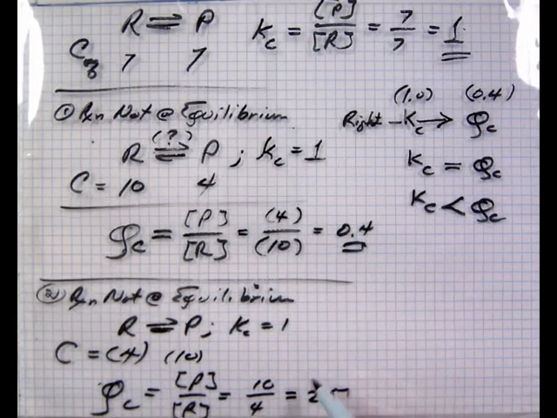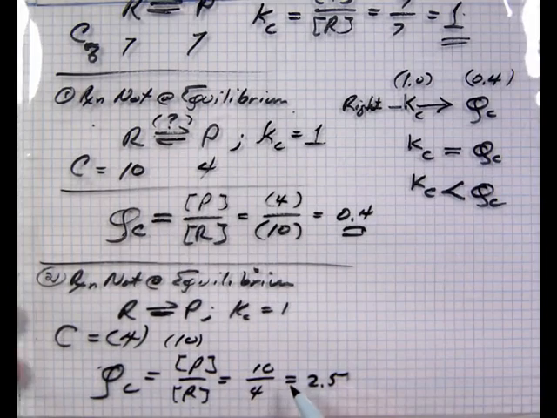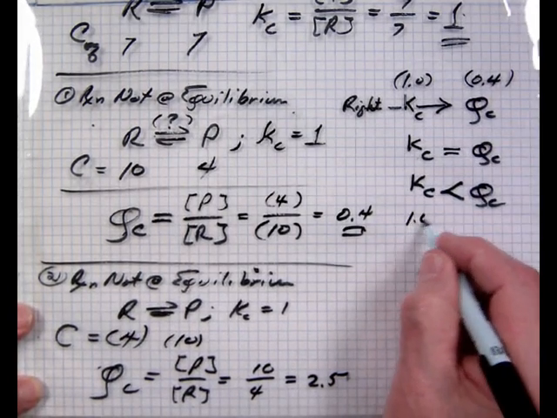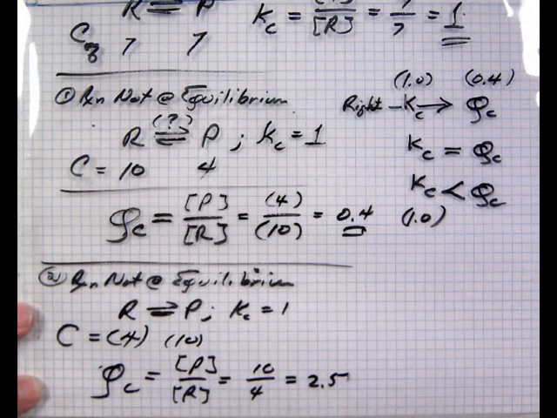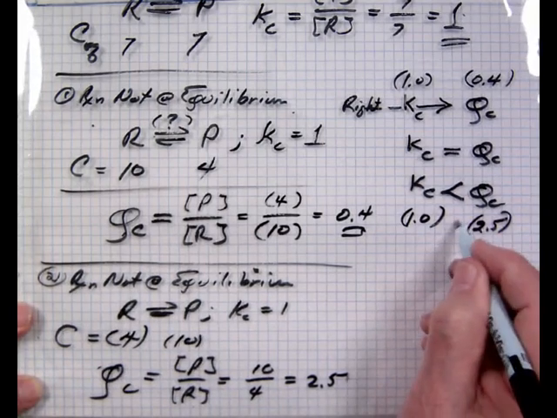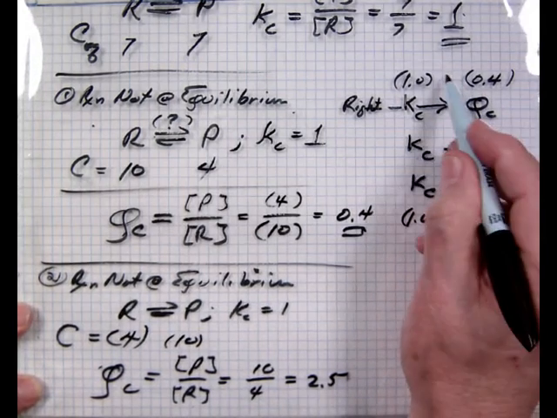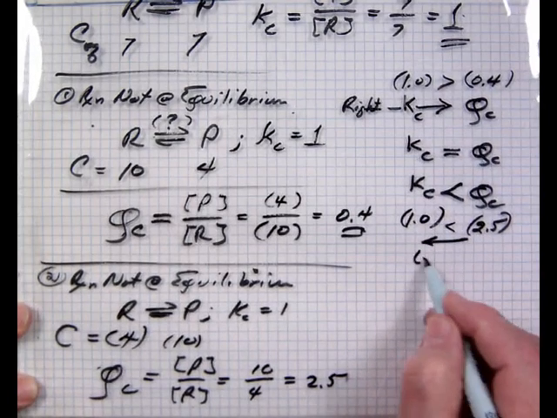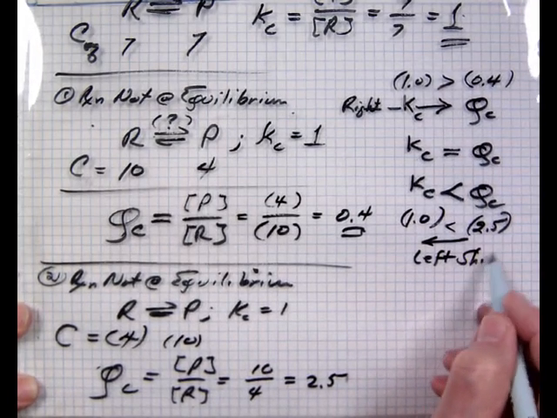In the case here, you see that Kc, of course, is still 1 right here. But the QC is 2.5 right here. This arrow points to the left, so this will be a left shift.